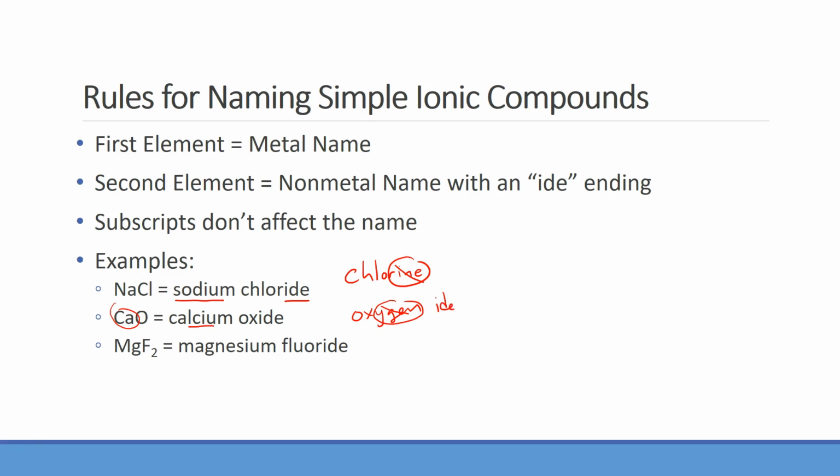Sometimes it's a little difficult to figure out where you drop the ending exactly. For example, it's not oxygenide or oxygide, it's just oxide. You'll learn them pretty quickly. There's only a few that you need to worry about. The last example is MgF2. First element is magnesium. That name stays the same. The second element is fluorine, so we drop off the ending and it becomes fluoride. And notice that we don't do anything with that 2. We don't say magnesium difluoride or magnesium bifluoride. We just say the element names. We don't worry about the numbers.